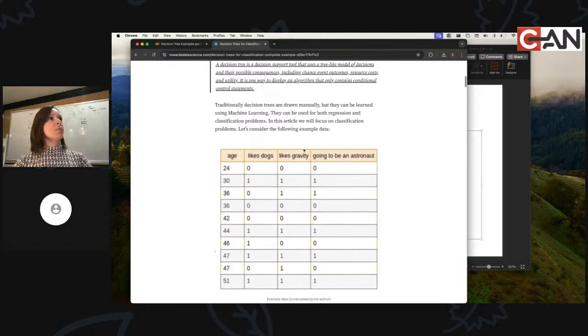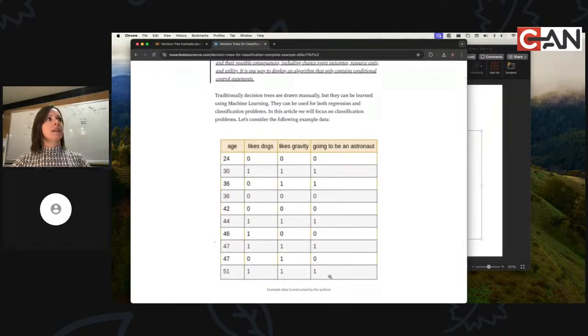So in this example, they have a data set here. So instead of apples, bananas, pears, we're trying to predict going to be an astronaut. You either are going to be an astronaut or not, and it's really based on your age and if you like dogs and gravity. So in this case, we're going to look at, what is it like to separate on a binary variable, and what is it like to separate on a numerical variable, because we haven't talked about that yet. We've talked about the binary one, and that's what we've done for our examples.